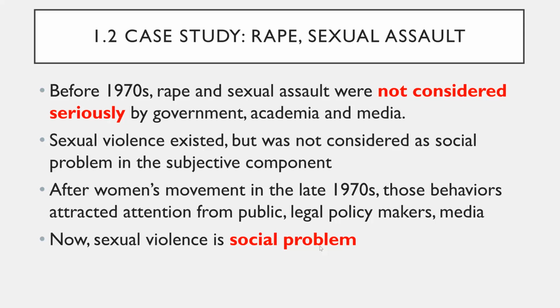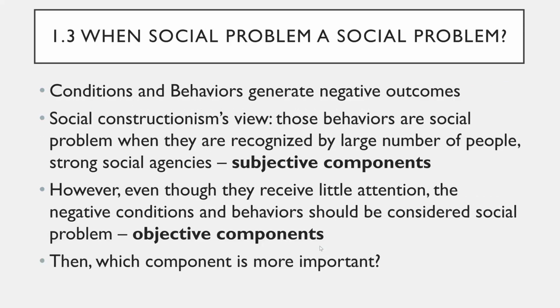So in this case study, you can see that the subjective component, which is perception, is a key criterion of a social problem. Because conditions and behaviors make negative outcomes, that can be a condition of a social problem. However, in the subjective component, the social constructionist view holds that behaviors can be a social problem when they are recognized by a large number of people or strong social agencies.